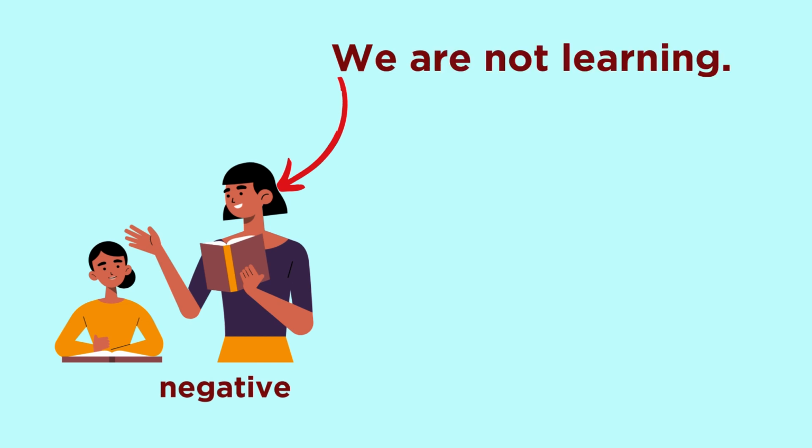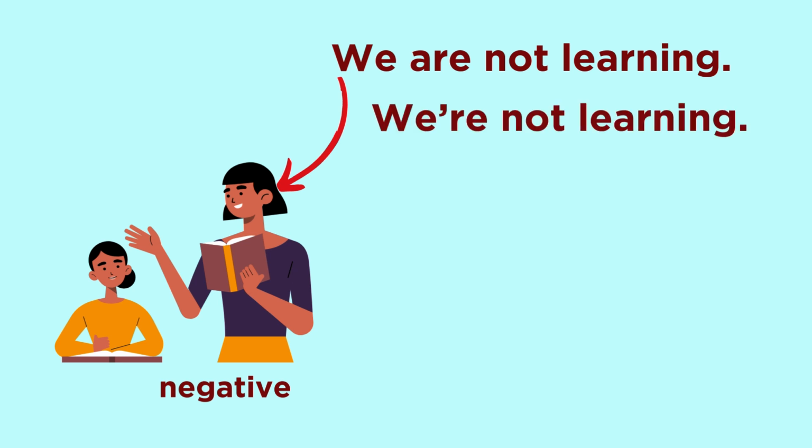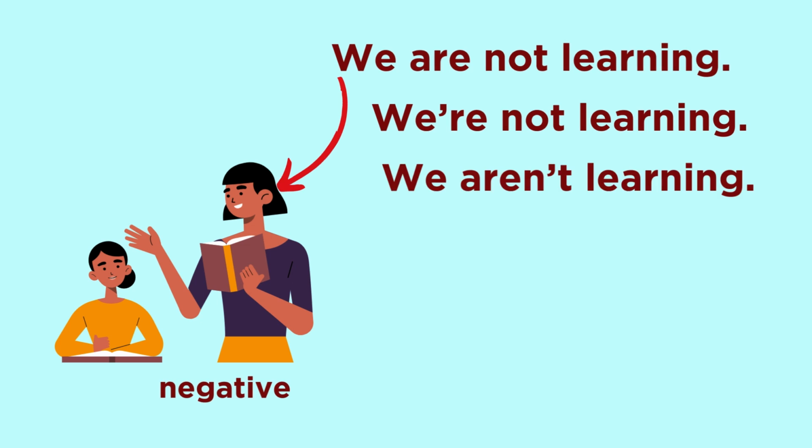The negative sentence. We are not learning. You can contract we are into we're. We're not learning, or else we aren't learning.